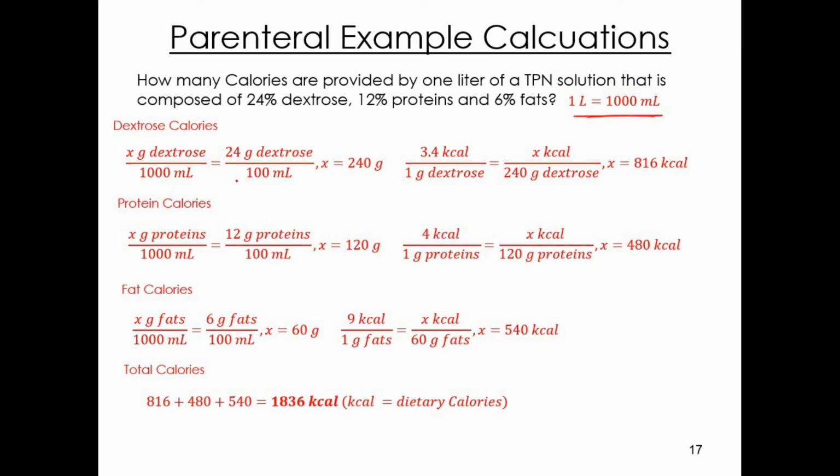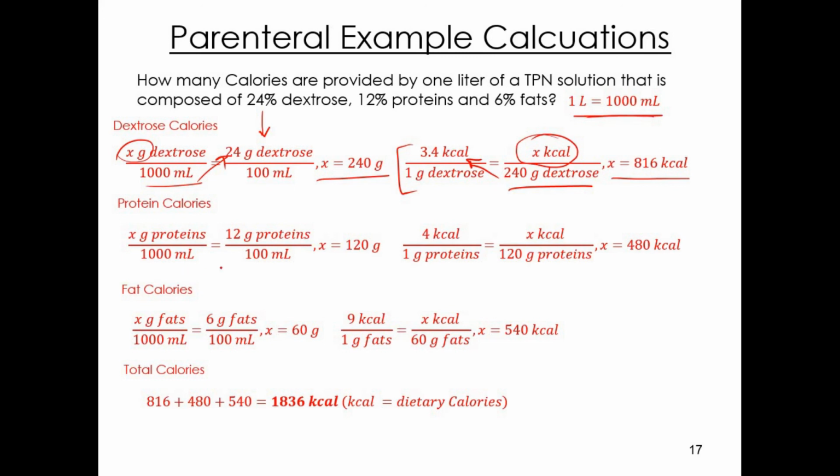So for dextrose, we have a concentration of 24 grams per 100 milliliters. We ask how many grams of dextrose are in 1,000 milliliters. And so we cross multiply and find there's 240 grams of dextrose in the solution at a ratio of 1 gram to 3.4 kcalories. We can calculate the total kcal contribution of 240 grams dextrose. And so that works out to be 816 kcals.